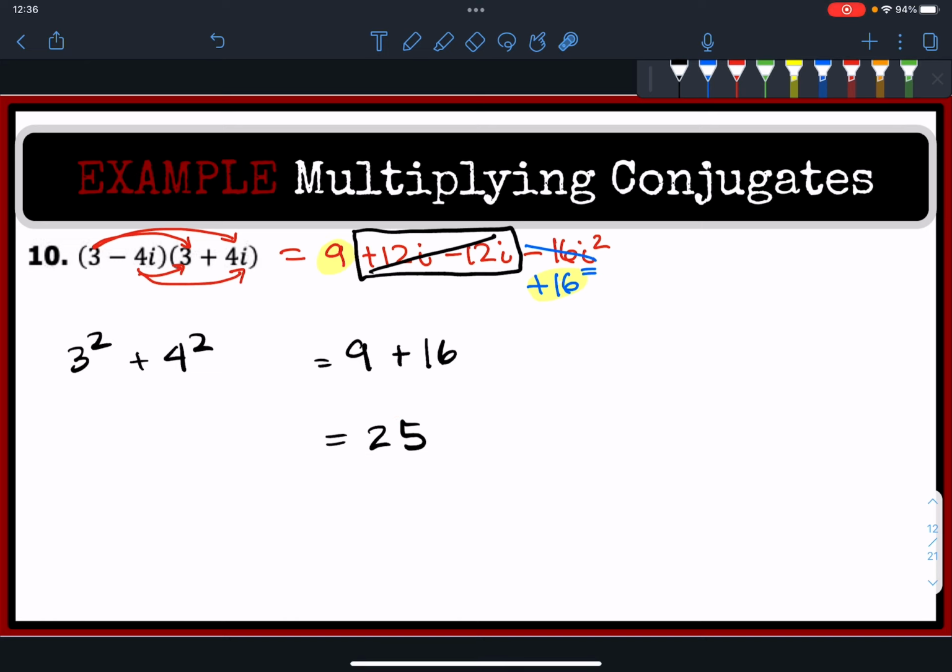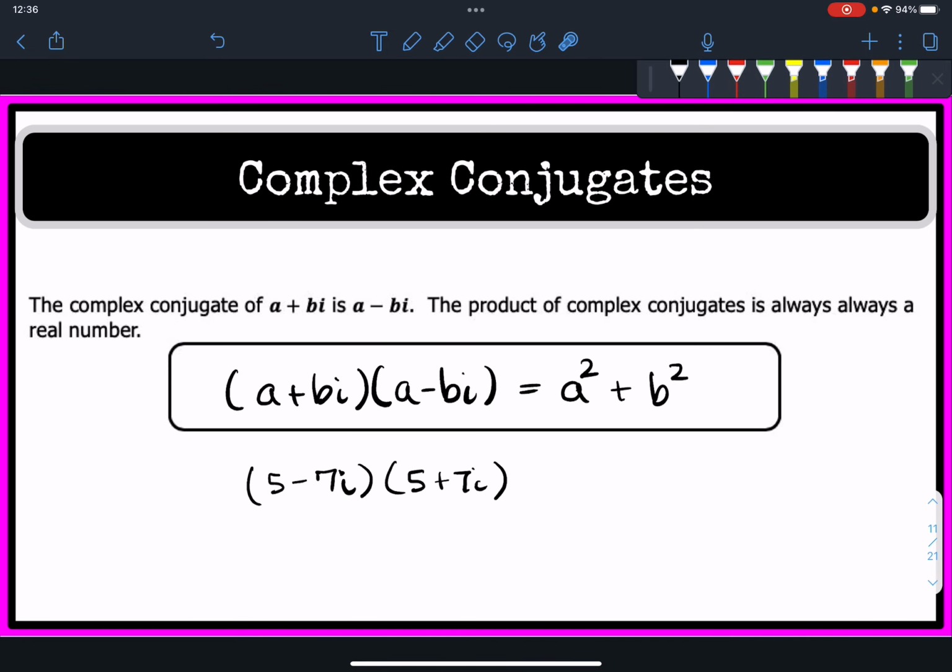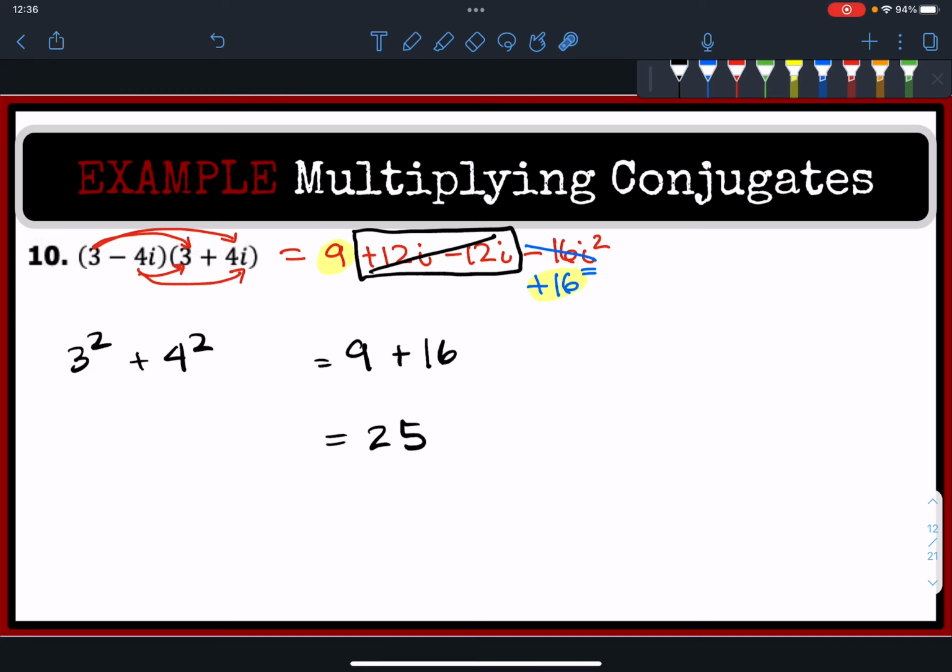So we can find the answer a lot quicker instead of using distribution, and just simply square this number, basically multiply this number by itself and the 4 by itself, and then add those two numbers together. It is always addition, okay? That's what the rule states. It's always going to be addition. You're never going to add two numbers of different signs. You're always going to add up two positive numbers. And that's going to be, again, the real number that you get as a result of multiplying two complex conjugates.